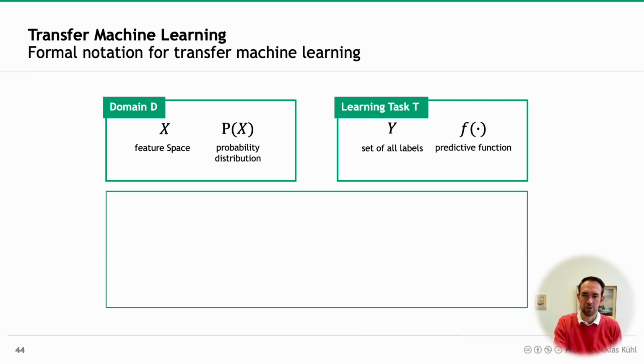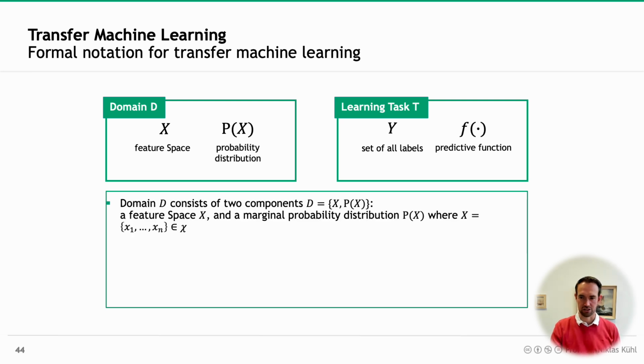So what's a formal notation of transfer machine learning? We have a domain D consisting of a feature space X. You remember that from our concept drift lecture, and the probability distribution of X. And we have a learning task, that's what we want to fulfill here. So predicting failures, things like that, with a set of labels and the predictive function.